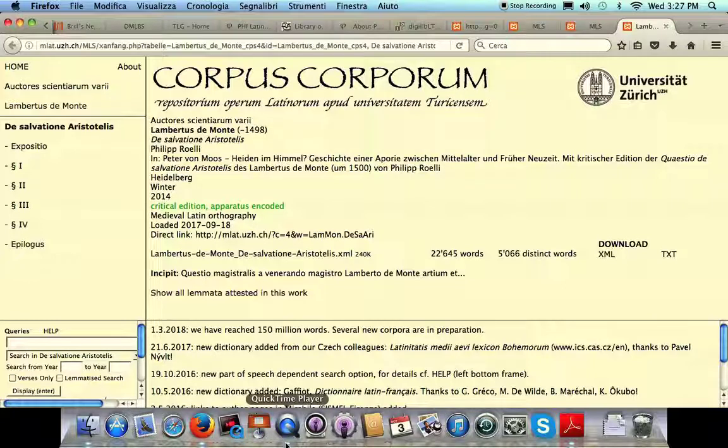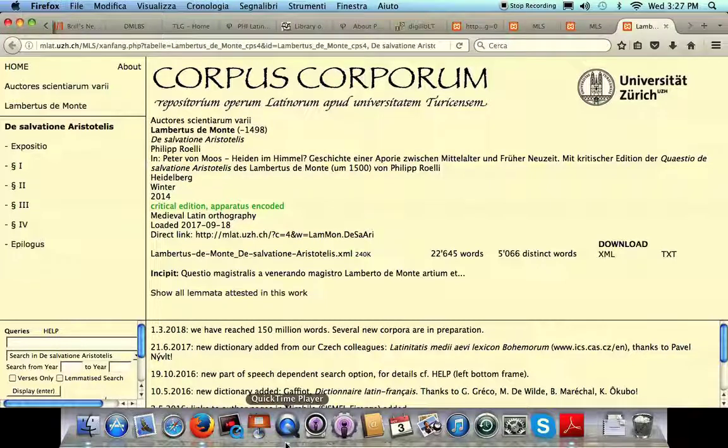To be honest, it's not a very critical edition because basically we have one print and one hand copy from the print. So it's not a text that was very successful, in other words. But that's all there is about this text. You see here the direct link with which you can go directly to this text. And the orthography. In this case, we have medieval Latin orthography.